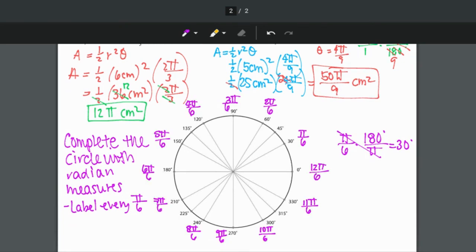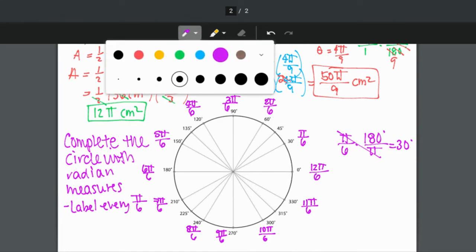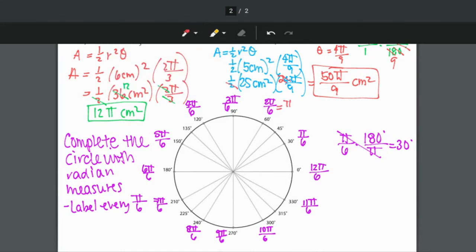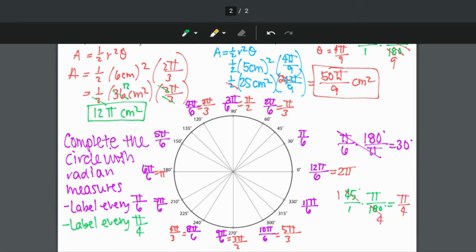All right, so now that I have everything labeled counting by pi over 6s, we can reduce many of these fractions. This becomes pi over 3, this is pi over 2, and so on. All right, so as you notice, the only thing that's left are the 45-degree multiples. So 45 degrees, if I were to convert that into radians, that is pi over 4. So now to complete our circle, we're going to label every pi over 4 or 45 degrees. So 45 degrees is pi over 4.